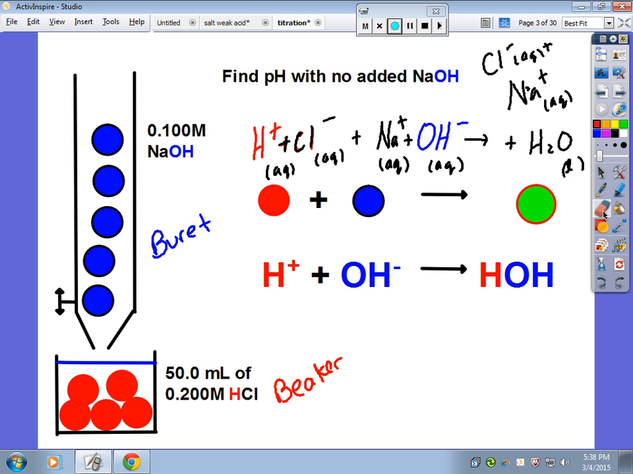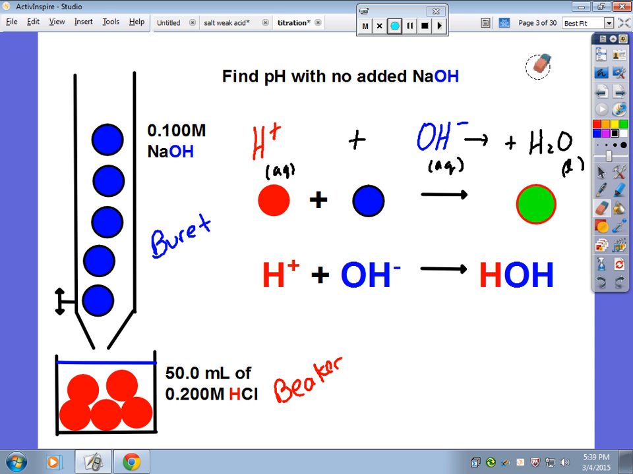Now what's true? I'm going to go ahead and get rid of spectators. This is a spectator ion, right? And this is a spectator ion. And so what do I have left? I have hydrogen left and hydroxide left. My spectators on this side are sodium and chloride. They're gone. And so what do I have left on this side? Just water. And so my net ionic equation is H plus plus OH minus equals water.